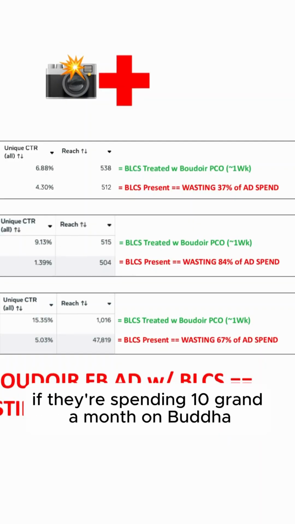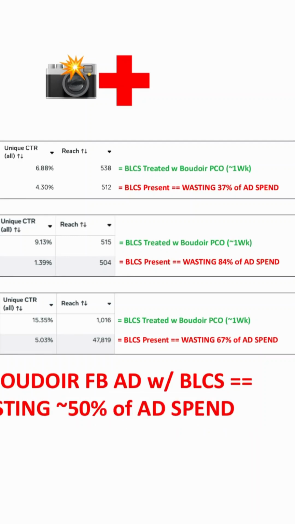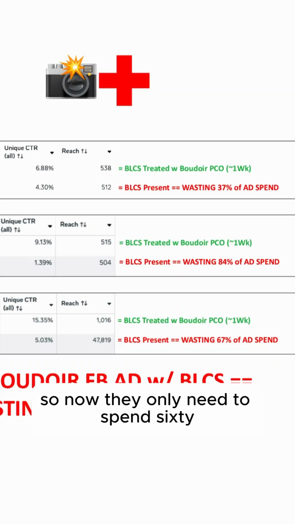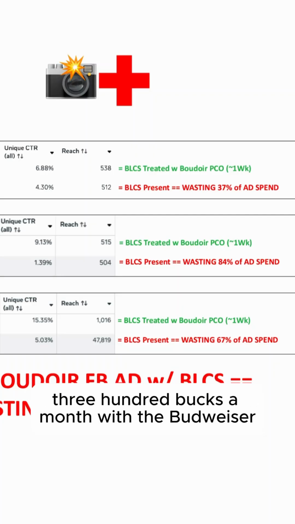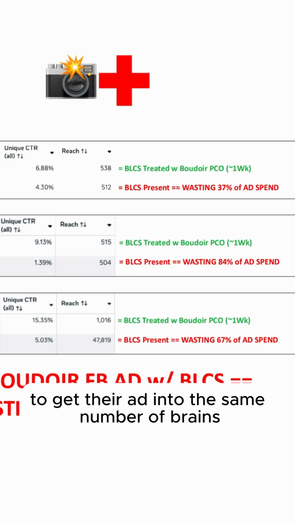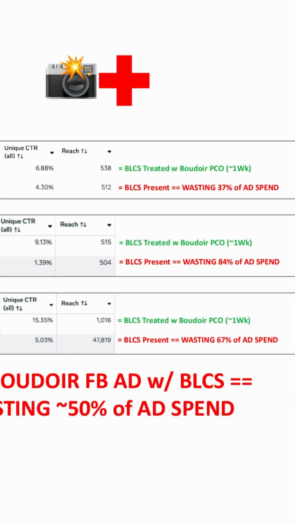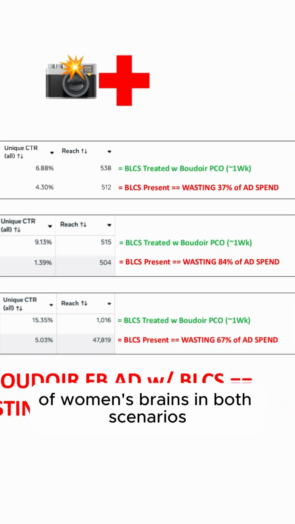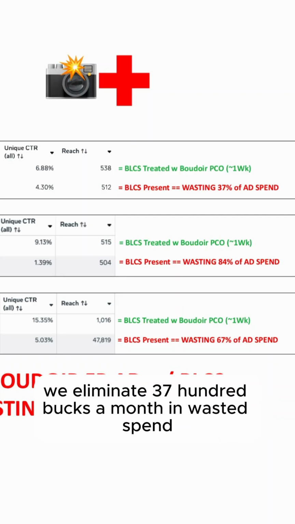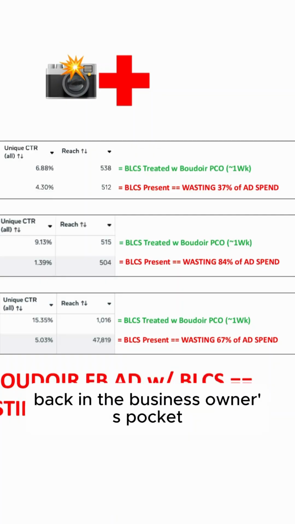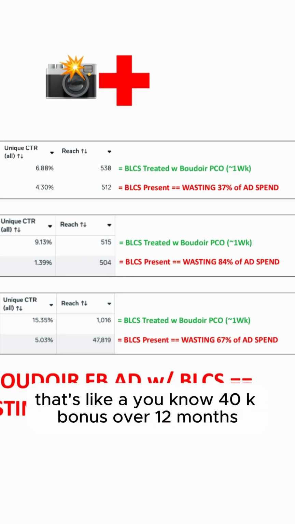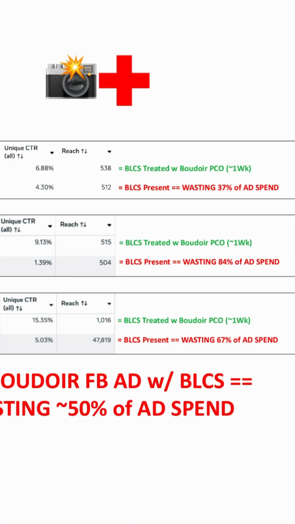So if they're spending 10 grand a month on Boudoir Facebook ads, 3,700 bucks a month was being wasted. So now they only need to spend 6,300 bucks a month with the Boudoir Pico treated ad to get their ad into the same number of women's brains in both scenarios. So we eliminate 3,700 bucks a month in wasted spend, back in the business owner's pocket, back in the Boudoir photographer's pocket. That's like a 40K bonus over 12 months.